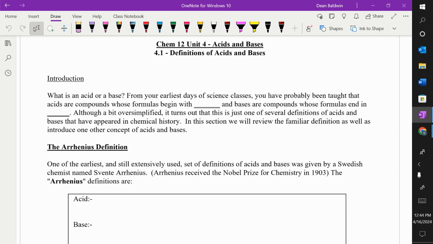There's a lab I wanted to do in solubility that I never did, but I'll fold it into acids and bases because it's a different type of titration. A lot of titrations use acids, but you can actually use solubility in a titration experiment to reach endpoint. So we'll talk about that later on. But the first thing we have to do is talk about what is an acid.